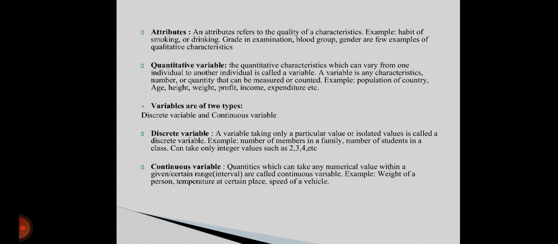Then the second type, continuous variable. Quantities which can take any numerical value within a certain range or interval are called continuous variables. It is the most important type, continuous variable. It is a variable taking a particular value in a certain range or interval. For example, weight of a person, temperature of a certain place, or another example, speed of a vehicle.